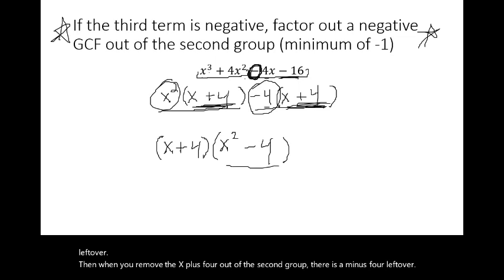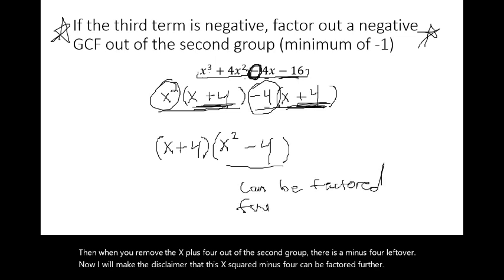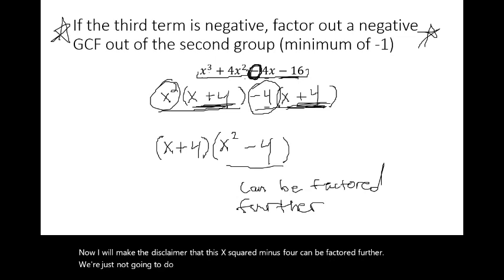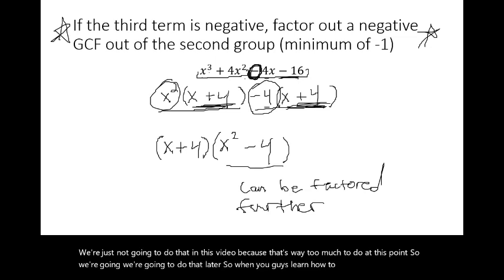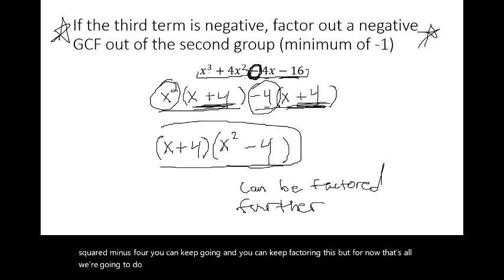Now I will make the disclaimer that this x squared minus 4 can be factored further. We're just not going to do that in this video because that's way too much to do at this point. We're going to do that later. When you learn how to factor things like x squared minus 4, you can keep factoring this. But for now, that's all we're going to do. We're going to call this our final answer for now.